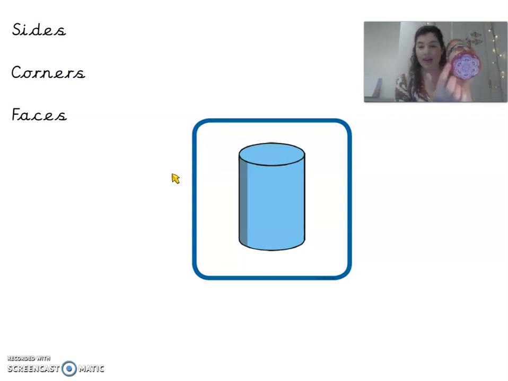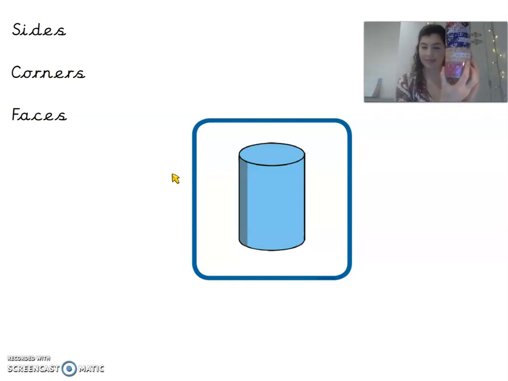Now have a look at the face of our cylinder. Well, I'll show you that side. What shape does it look like? Looks like a circle, doesn't it? The face of our cylinder is a circle. So we've got 1, 2, 3 faces to our cylinder because one goes all the way around.